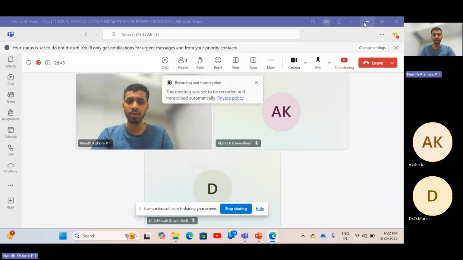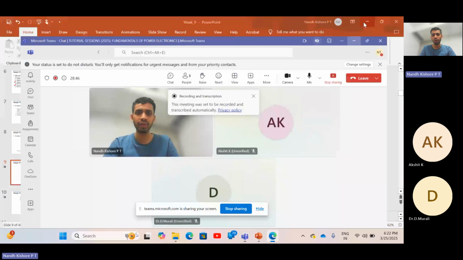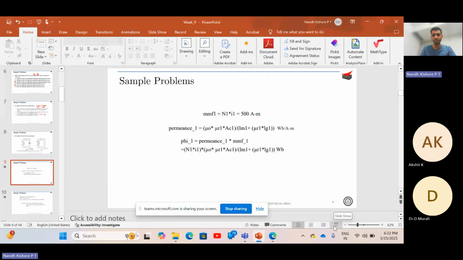Okay, since NI is given, you know what the MMF is, and obviously since the geometric parameters are also given, you know what the permeance is.